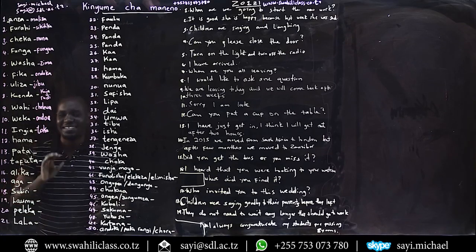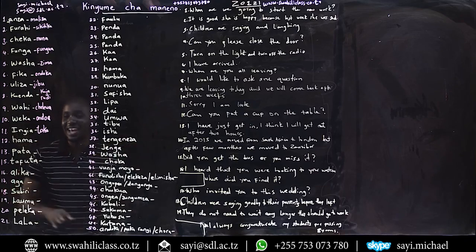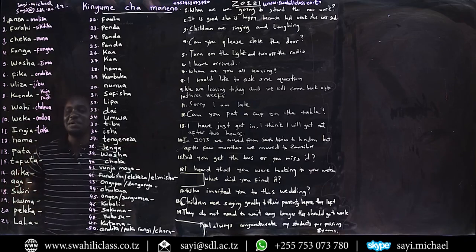Ingia is to enter. Toka is to get out. What is the meaning of hammer?